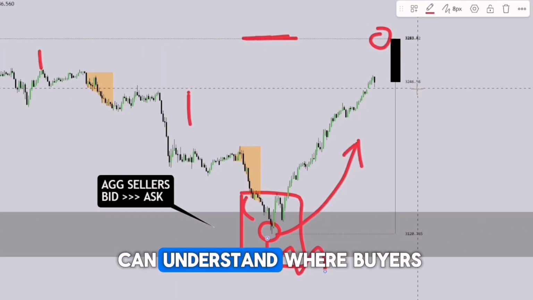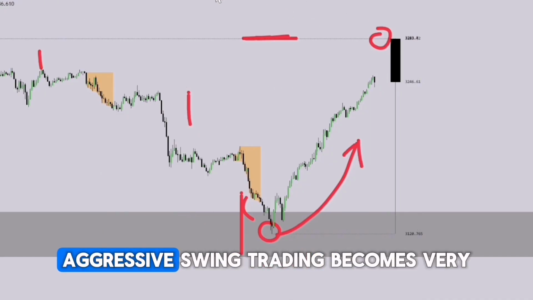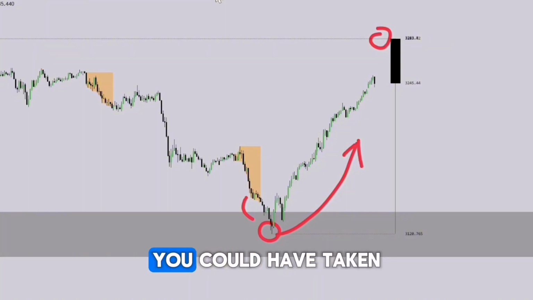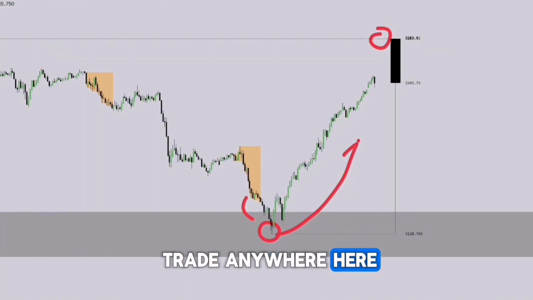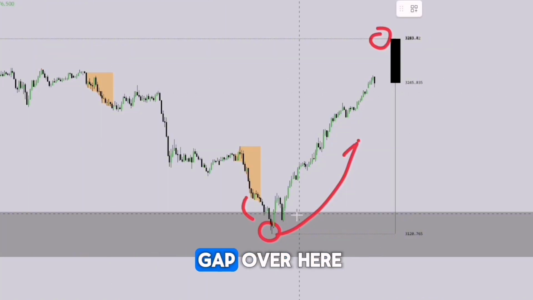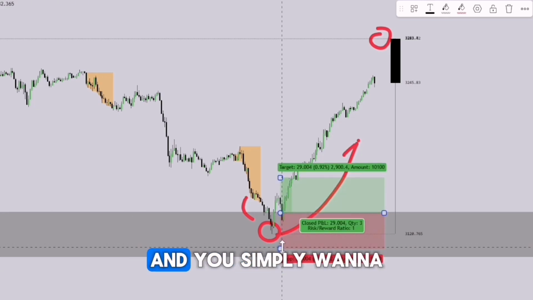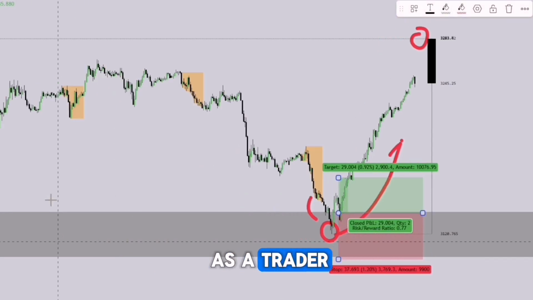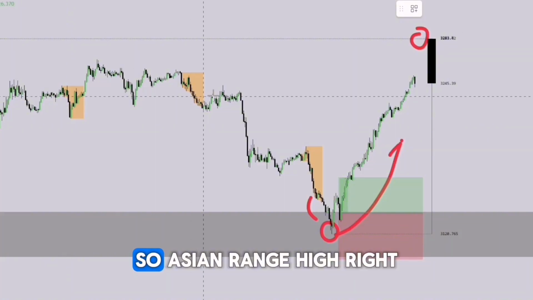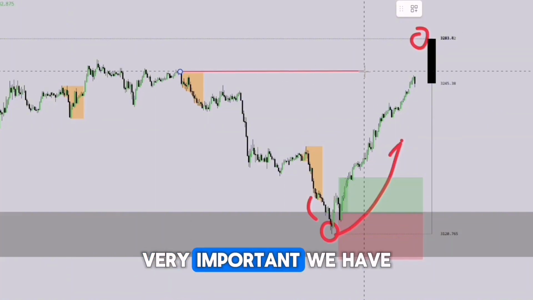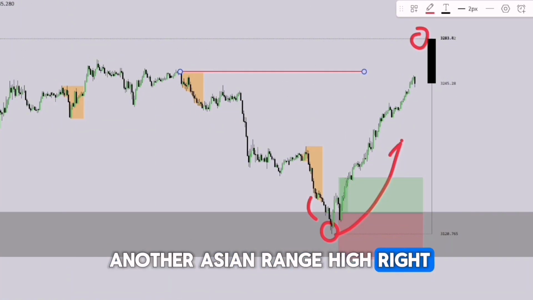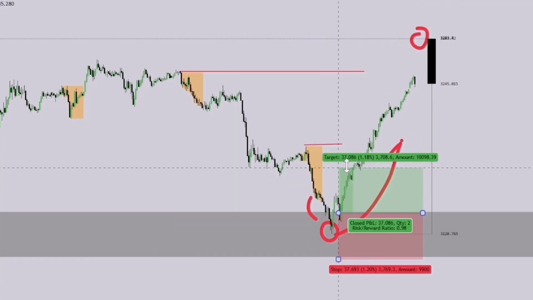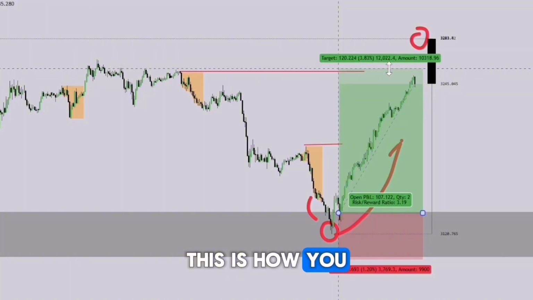And so if you can understand where buyers and sellers are aggressive, swing trading becomes very, very simple, right? Depending on how you traded this, you could have taken a sell trade anywhere here, off this fair value gap over here, stop loss below the level. And again, where are the targets, right? Where do you target as a trader? Asian range high, right? Very important. We have another Asian range high, right? And you just basically target the weekly opening price. So first target over here, second target over here, right?